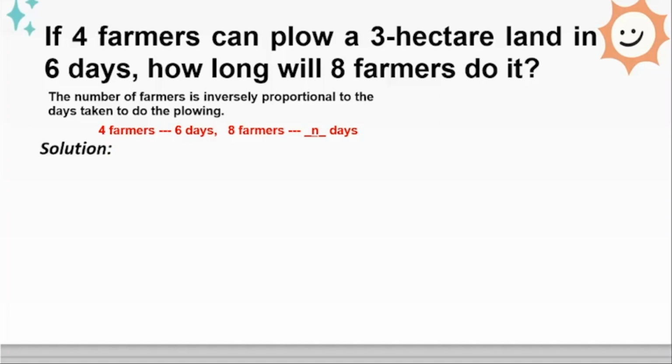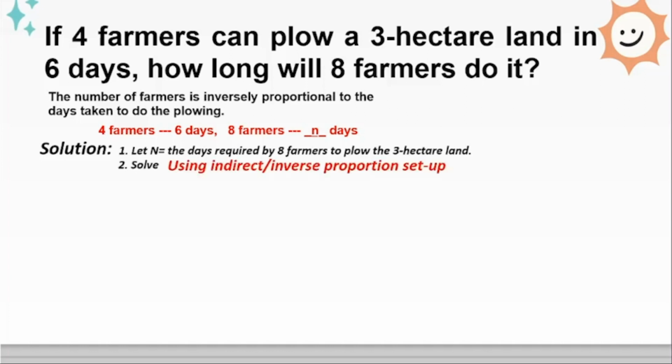Okay, first, solution is let n be the days required by 8 farmers to plow the 3-hectare land. To solve, we can use the indirect or inverse proportion setup. Paano ba i-set up ang inverse or indirect proportion setup? At first, all we have to do is to pair the same quantity or term. So, pwedeng farmers to days. So, kunin muna natin 4 farmers to 8 farmers.